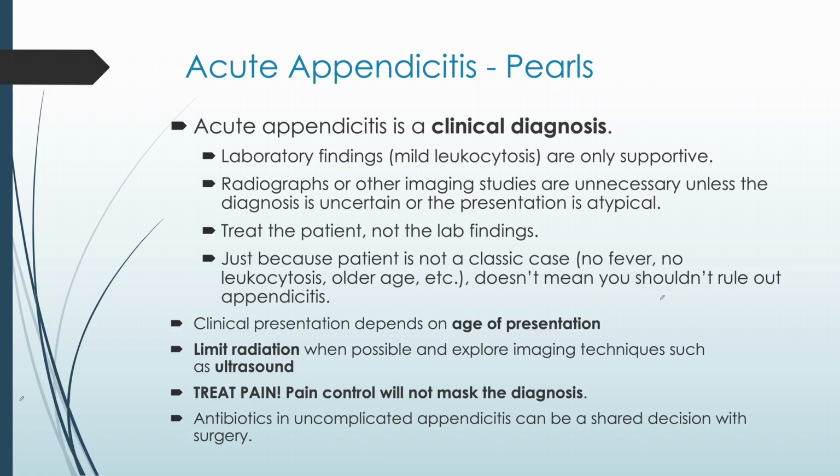So a couple pearls to wrap things up. It can be a clinical diagnosis. Don't hang your hat on laboratory findings. Put all the pieces together. Treat the patient, not the lab findings. So if you have a high suspicion, treat the patient. If they have a normal white count, nothing on labs, that doesn't tell you anything. Use your clinical judgment.